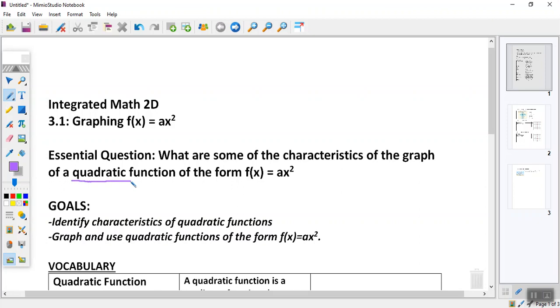The thing I want you to understand is this. We're going to be focused on that a value. Just understand that a is going to be some number today, all right? A is going to be some number when we look at this stuff today.